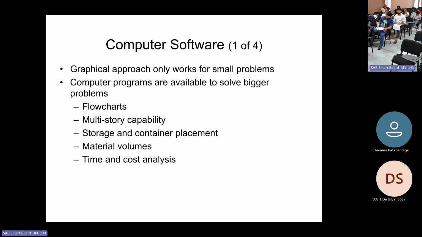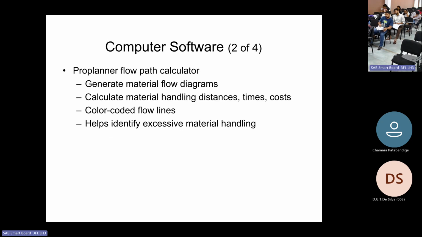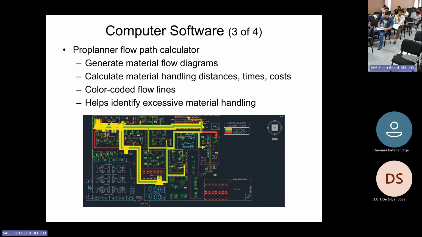For bigger problems, we can use some of the advanced techniques like this. Pro planner, pro part calculating one such technique where it uses these steps to recommend you the best layouts. And what you see here is one such output generated from the software solution. So, it shows what type of relationships exist in layout. So, how can we optimize the layout?